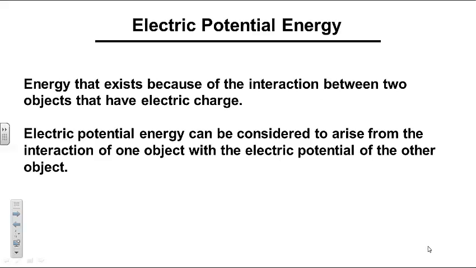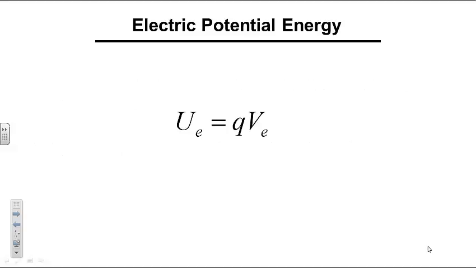Electric potential energy is energy that arises from the interaction between two objects that have electric charge. We can consider it to arise from the electric charge of one object interacting with the electric potential of the other object. This interpretation is consistent with the units of electric potential, which you recall are joules per coulomb.